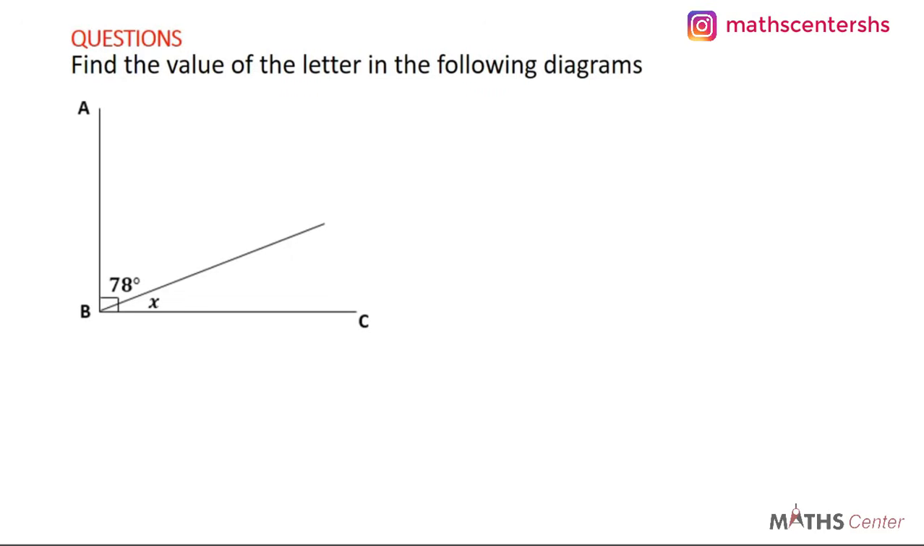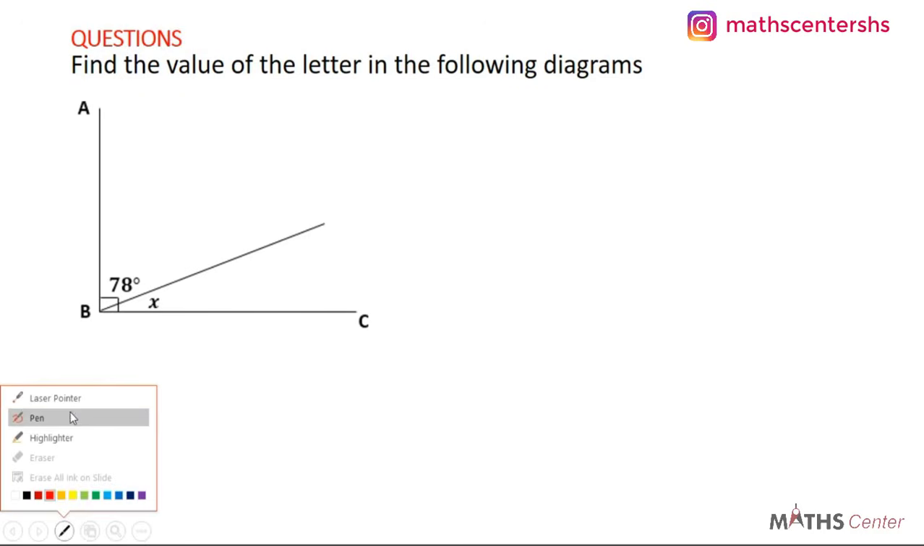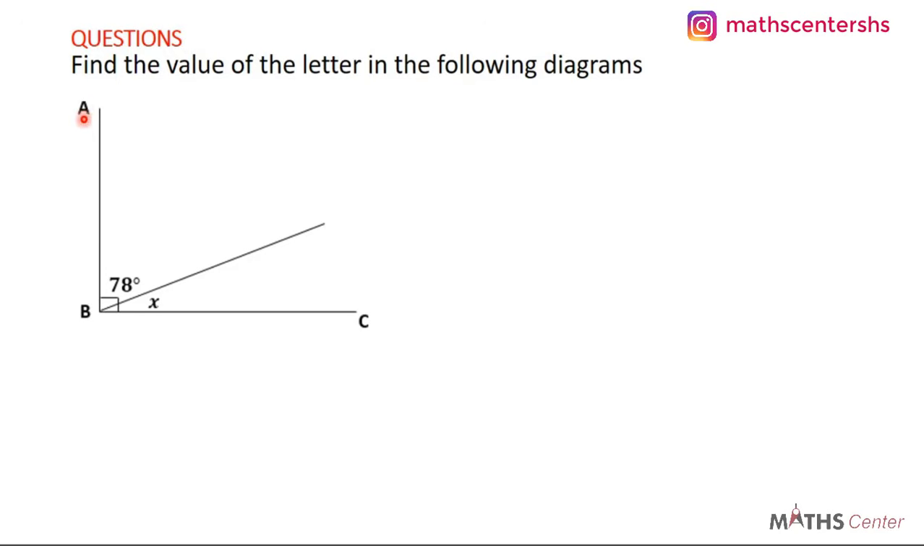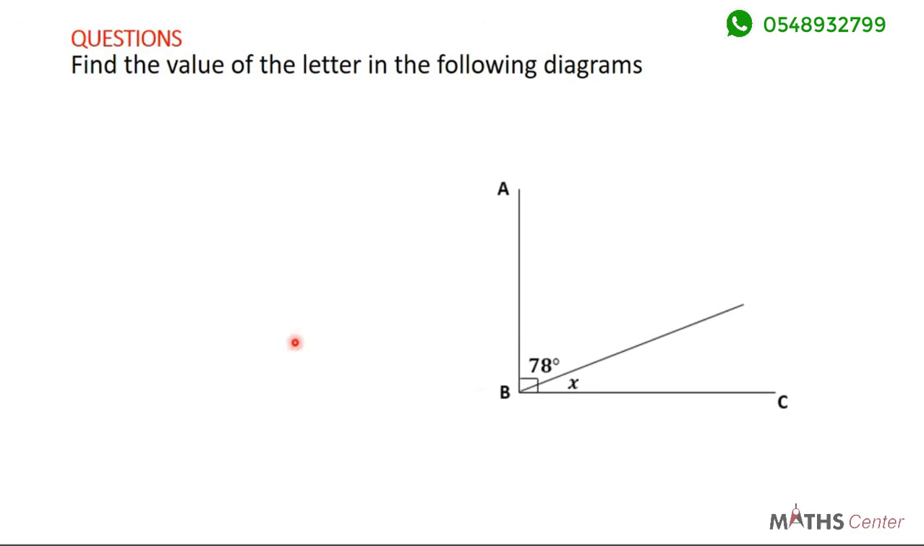The question says that we should find the value of the letter in the following diagrams, and this is the first diagram. So we can clearly see from here that line AB and line BC are perpendicular lines, since the angle ABC is 90 degrees. We said in the previous video that whenever you see this sign, it means that the angle formed there is 90 degrees. So here, that is the property we are going to use.